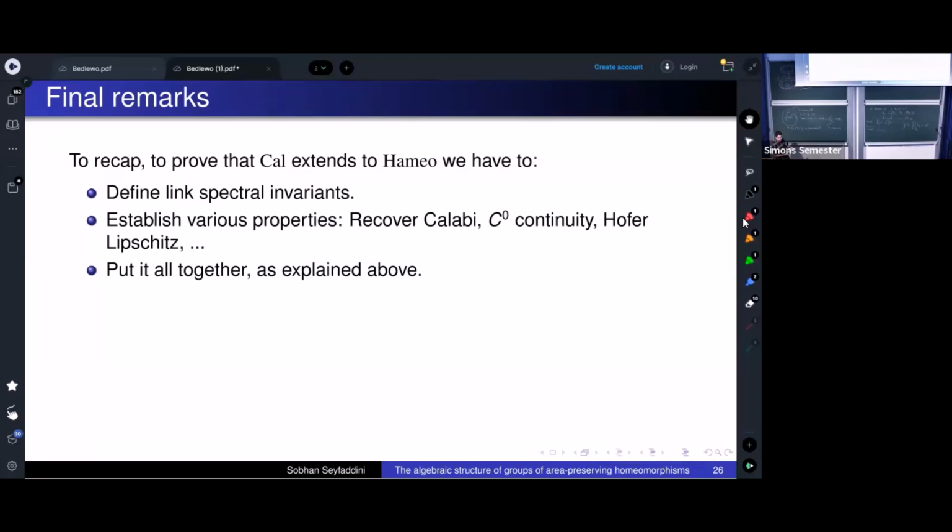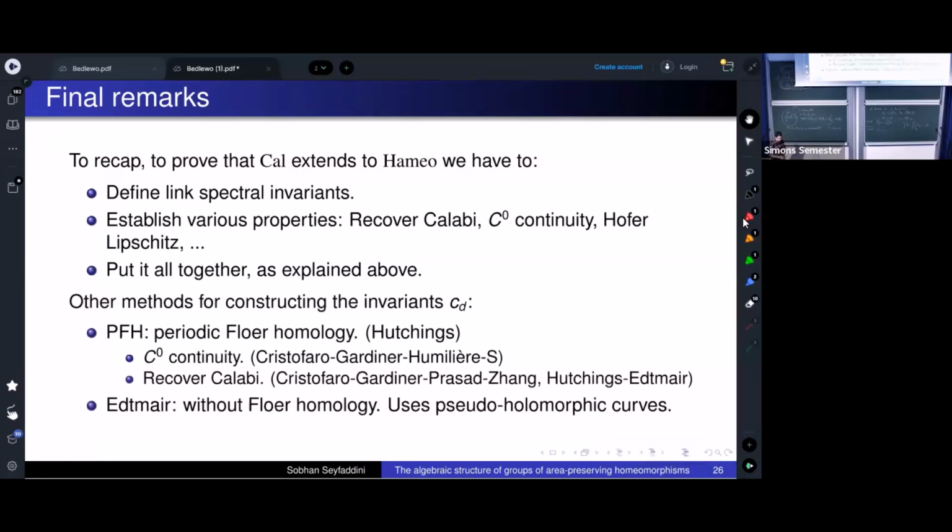Most of the talks I'll give will be concentrated on defining these invariants in some settings, and I'll prove that they recover the Calabi, but I won't prove the rest of it. And finally, let me just point out that there are other methods for proving more or less the same results. As I said, there is this periodic Floer homology, which is a more complicated form of Floer homology that was defined by Hutchings. This can be used to do exactly the same thing. It's a more complicated version of Floer homology, but it has the advantage that it uses periodic orbits, which my version doesn't. And it also leads to the solution of the closing lemma, the C-infinity closing lemma that some of you might have heard of.